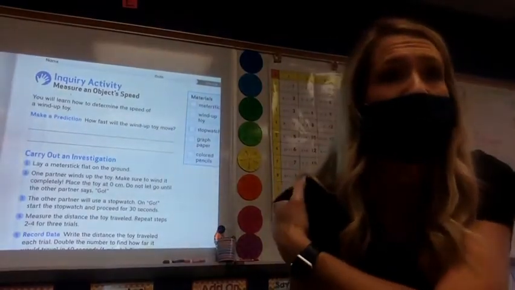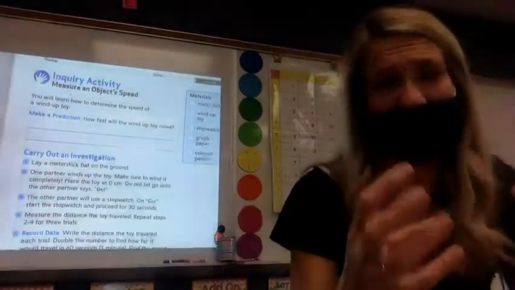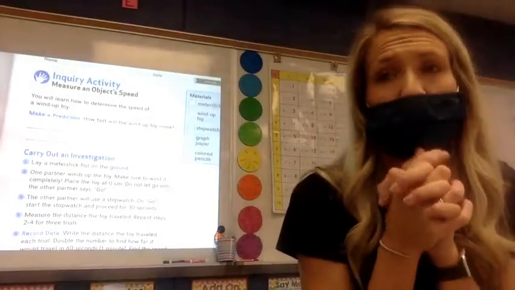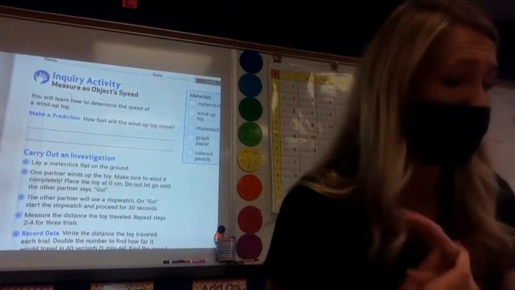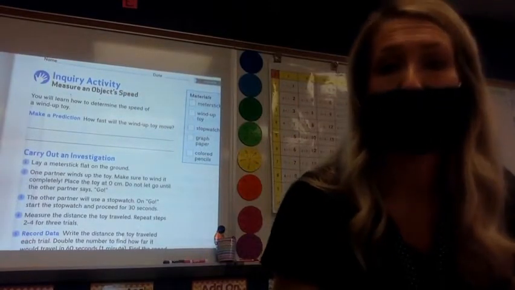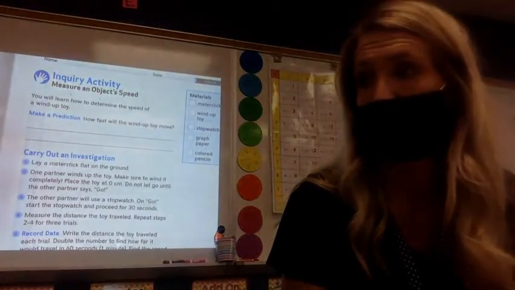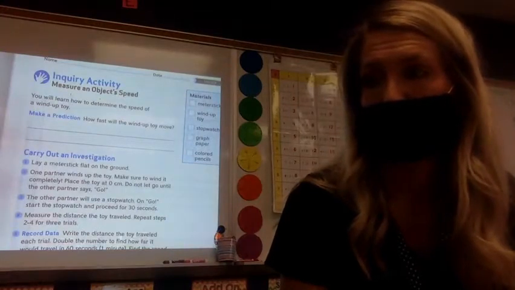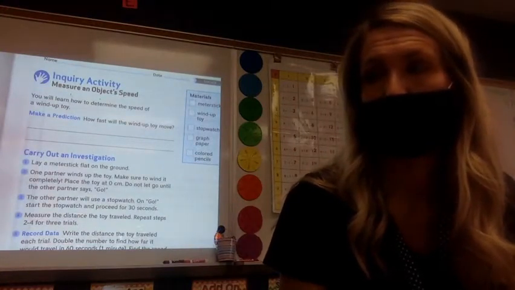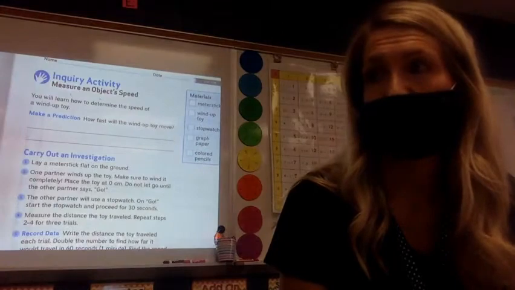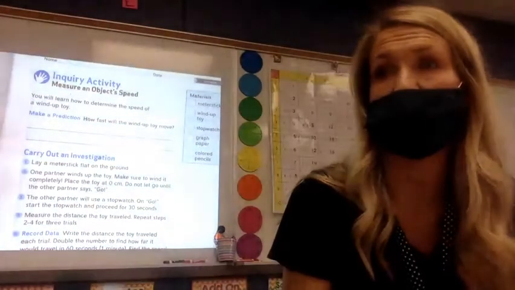Before we really get into it, write down your prediction. How fast is that wind-up toy going to move? Go, write it down. I don't know what your answer is going to be. I don't know how you're going to choose to phrase it. How fast do you think it's going to move? So your pencil should be moving as you're writing down your prediction.